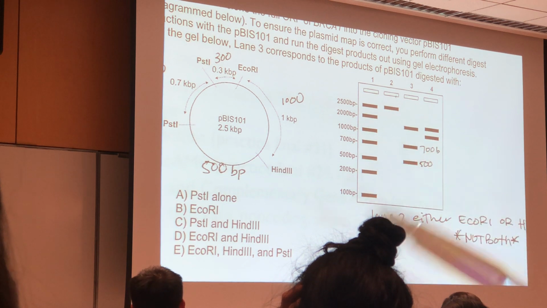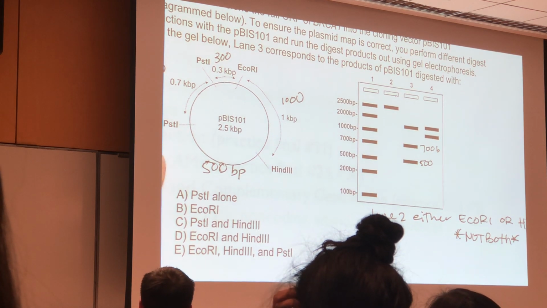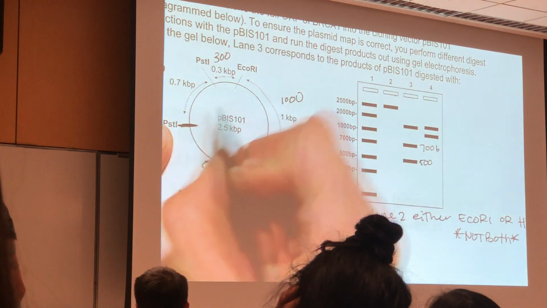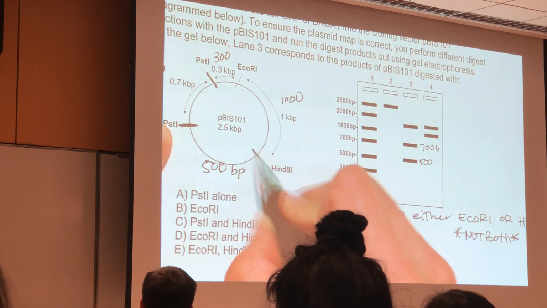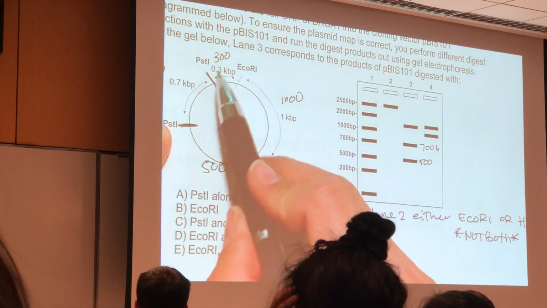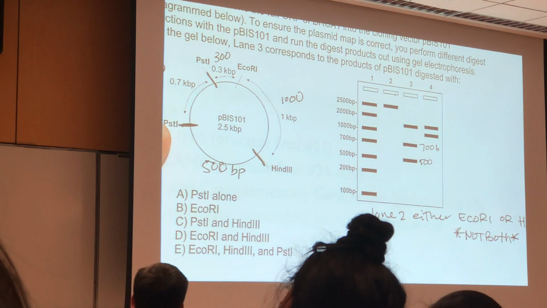What would we cut with to give us a 700 and a 500 base pair fragment? PST1, cut here and here, so we get a 700 fragment. HindIII would give us a 500 base pair fragment, and then a 1,300 fragment. 500, 700, goes up to 1,300.